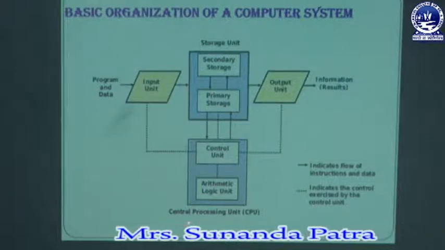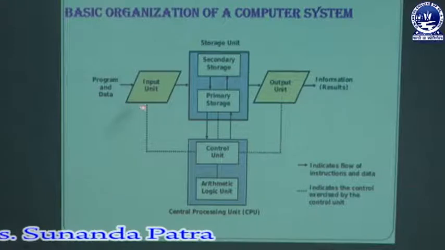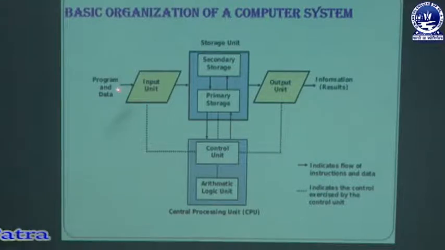So the first function of the computer is inputting. You can see there are two types of line. One is your solid line that indicates the flow of instruction and data. Another is the dotted line that indicates the control exercised by the control unit. So the first function of the computer is inputting.